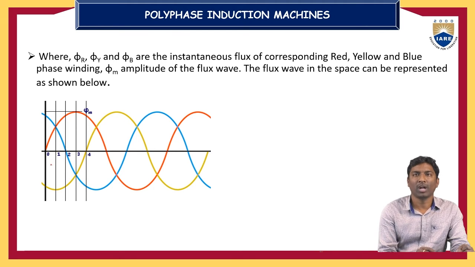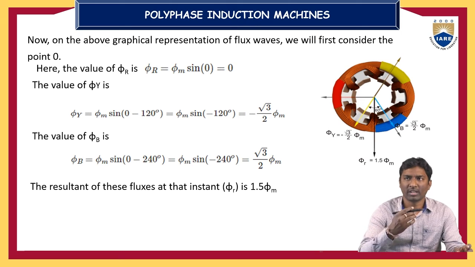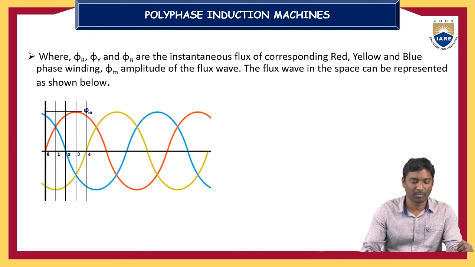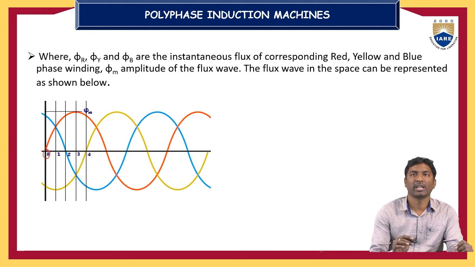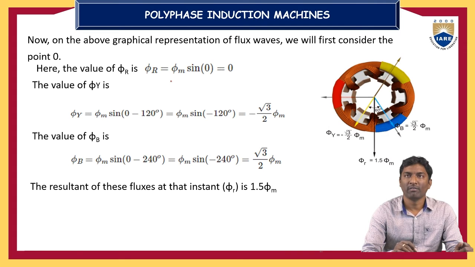Okay. So for example, now I am taking at 0, meaning at 0 degrees phase difference in each coil for the R phase, Y phase and B phase. At 0 case, I am taking now first. Now for the above graphical representation of the flux wave, we will first consider the point 0. At this point, for the first case, the values: at 0 position, theta is equal to 0.